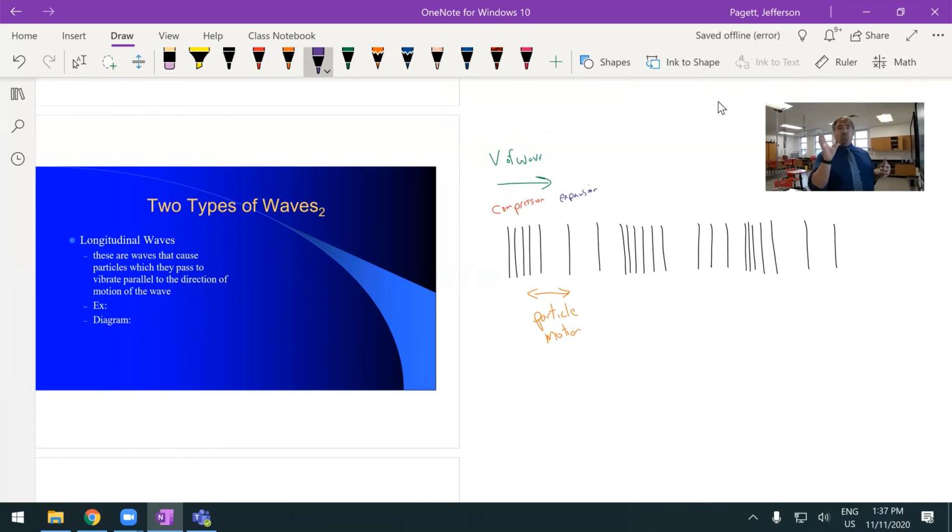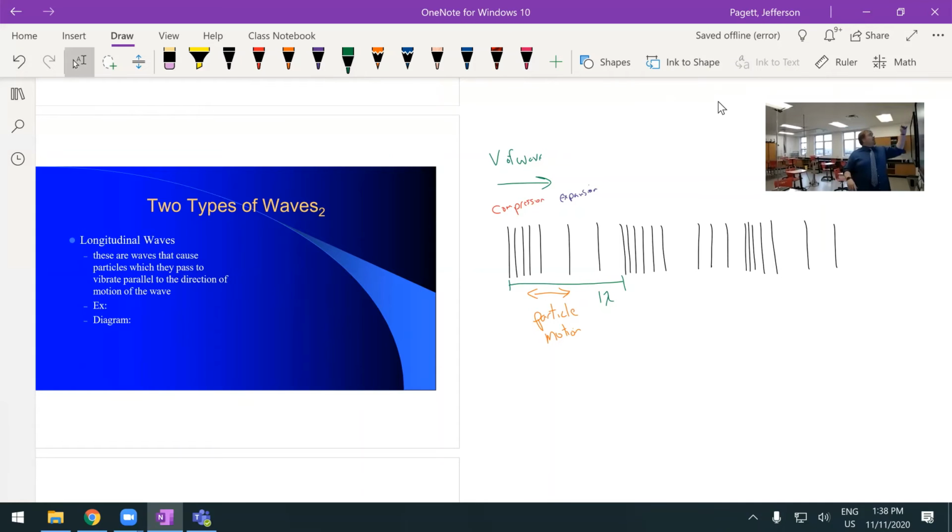We also still have a wavelength in here. The wavelength is the length of one complete wave. So from compression to compression, or expansion to expansion. But it's got to be one complete wavelength in there.